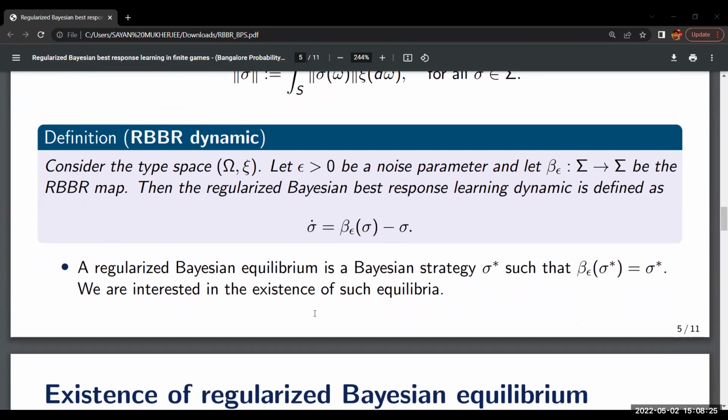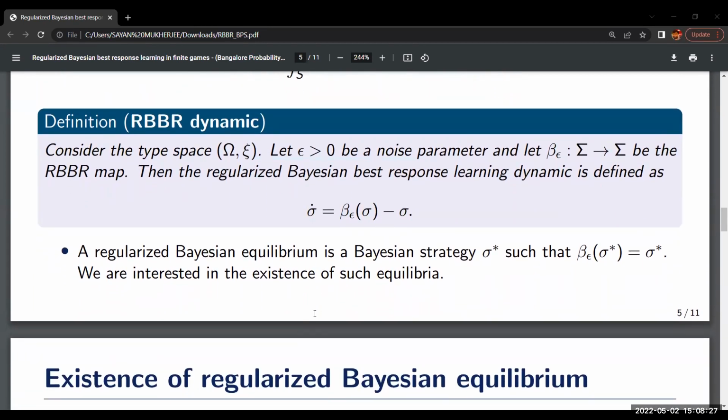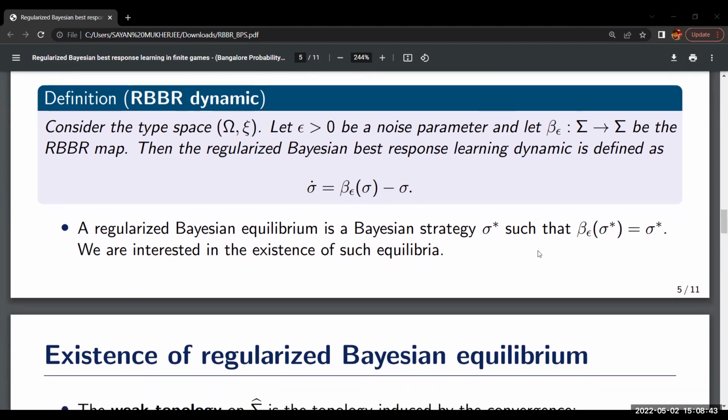Now in such dynamics we are interested in finding the existence of rest points, or in other words fixed points of the regularized Bayesian best response function. So basically we want to find a sigma star which satisfies beta epsilon of sigma star is equal to sigma star, and such a sigma star will be called a regularized Bayesian equilibrium.